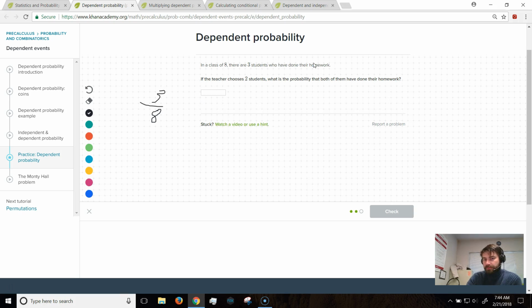That's great, but she's going to pick 2 students, right? She chooses 2 students. And so for the next one, she's not going to put the same student back. She's picked her first student. And so there's only 2 students left out of 7 possible remaining students that have done their homework. And so if she's going to pick 2 of these in a row, that's an AND probability. So 3/8 and 2/7, that's multiplication. So I'm going to draw a little multiplication dot there.